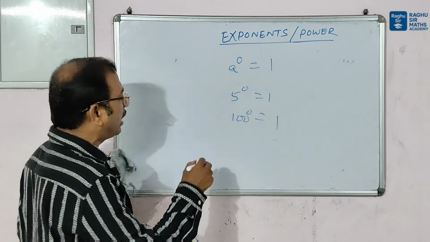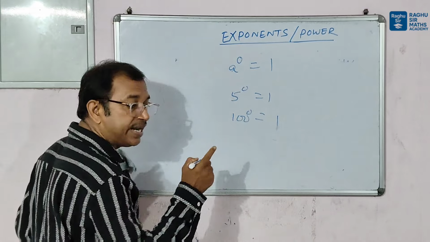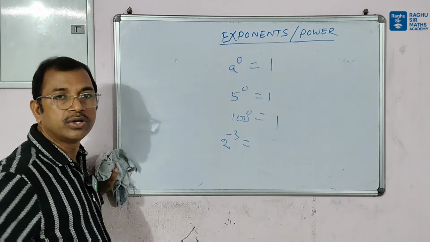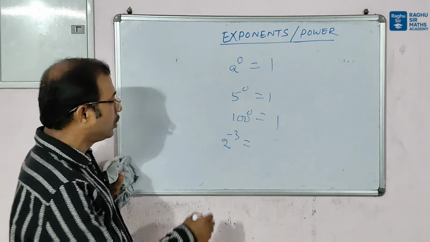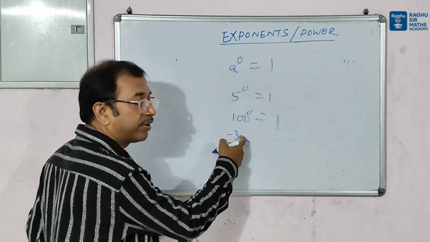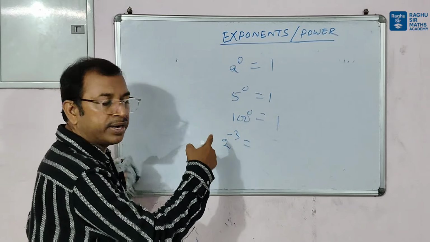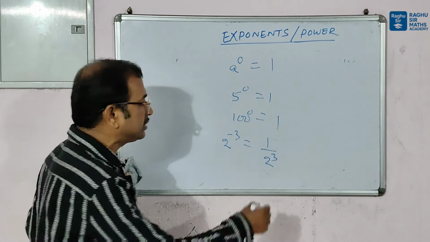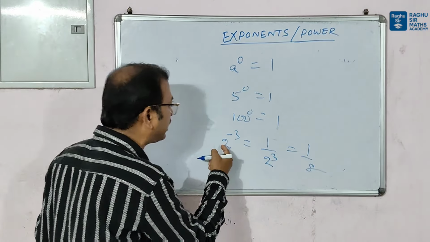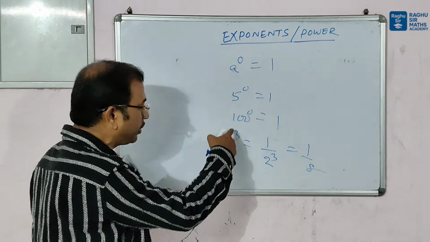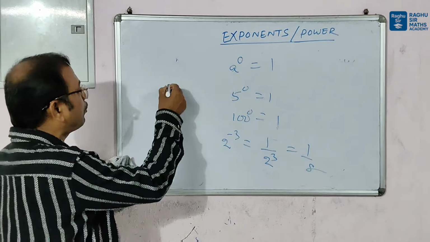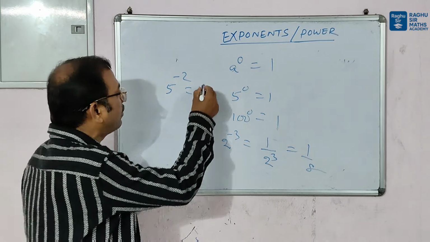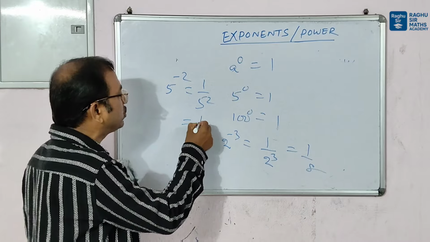Okay, our last one is what? If it is a negative power, like 2 to the power minus 3, can you say what the answer is? First of all, eliminate the negative power. When we eliminate the negative power, we take the reciprocal: 1 by 2 to the power 3, that is 1 by 8. Don't write minus 8. Suppose it is 5 to the power minus 2, then what will we do? 1 by 5 to the power 2, that is 1 by 25.